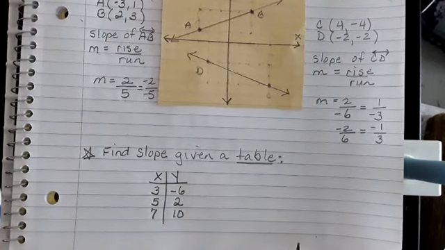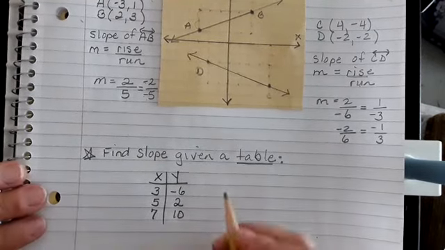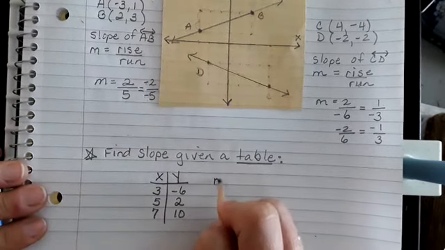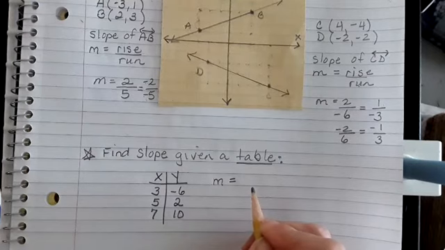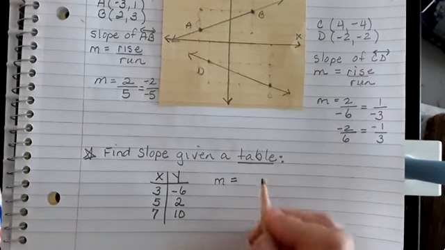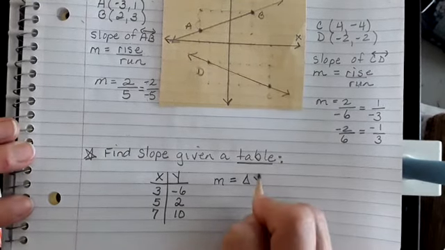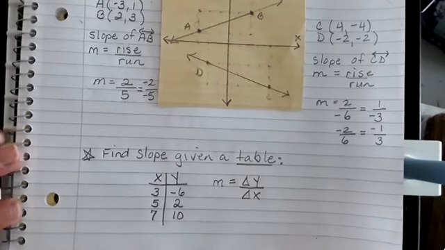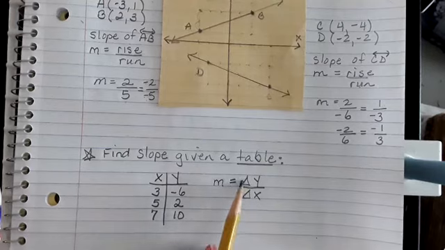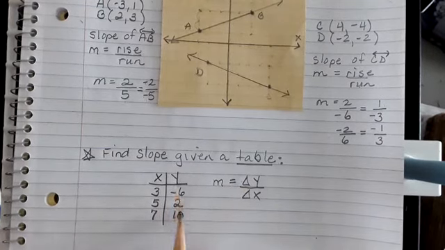We want to find the rate of change, or find the slope. So we need to remember that to find the slope, I'm not going to use rise over run right now because I'm not counting boxes on a graph. I'm going to refer to the change in y over the change in x. And I'm going to look at my table and start with my y values, my range.